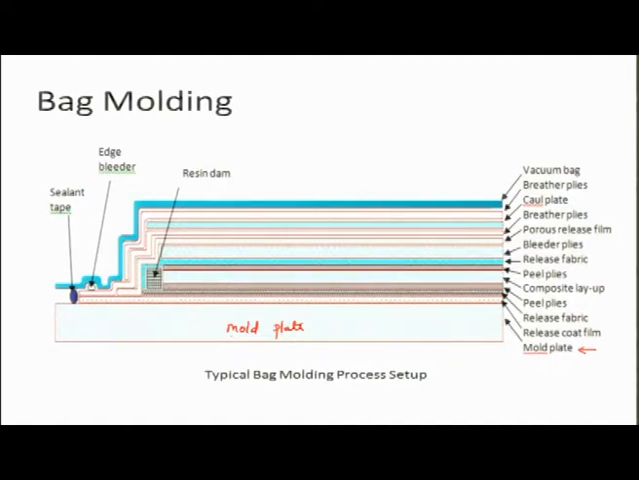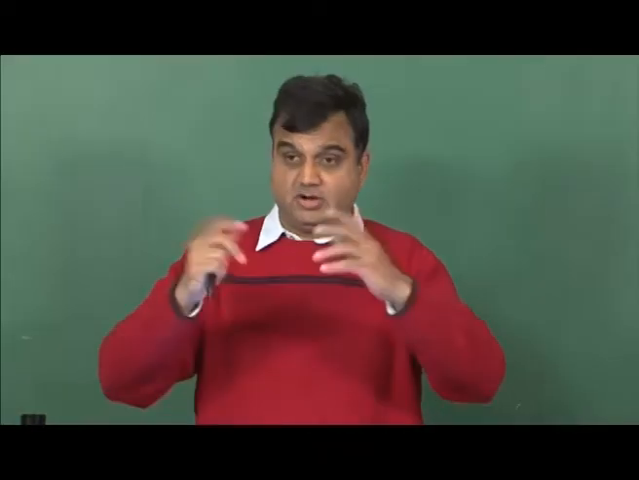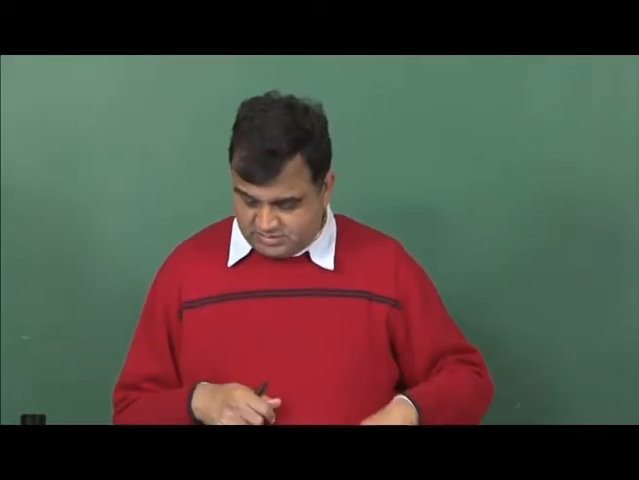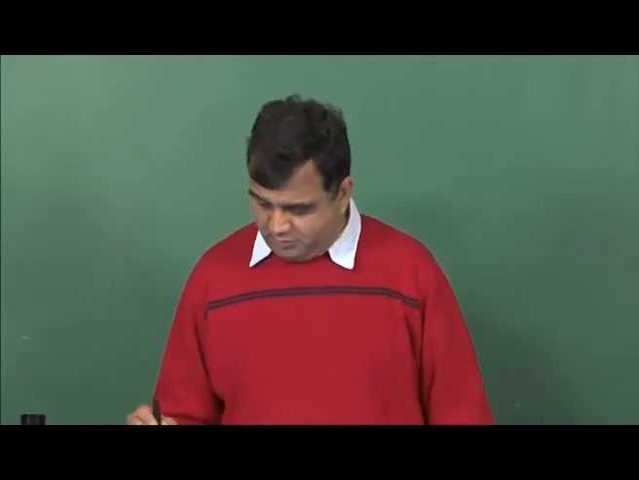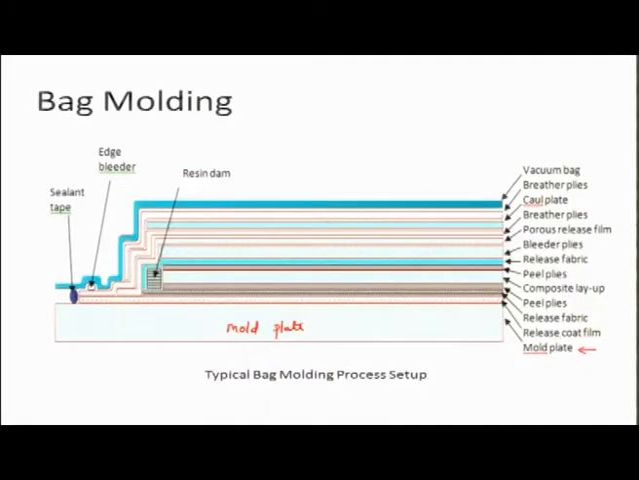It is a rectangular plate and flat, because I want to make a flat rectangular plate of composite, and it is thick because when I apply heat and pressure it should not bend. Okay, so this is the mold plate. On top of the mold plate I spray a release coat film. This line is the release coat film.